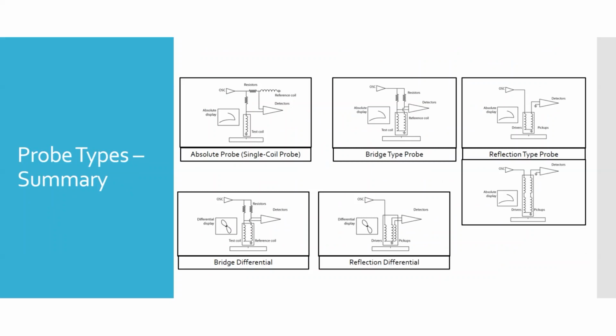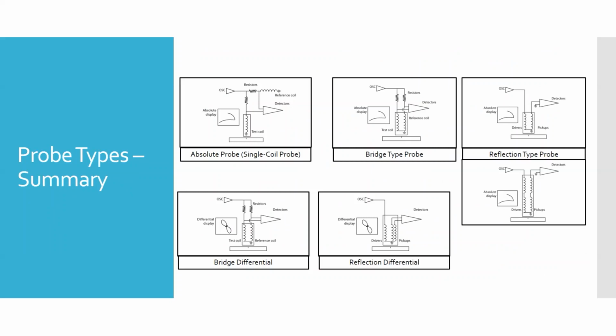But then they have a bridge type probe here. That is a form of differential probe, excuse me. Because here you have two driven coils in the bridge type probe. It's a reflection or a differential probe. You've got two coils, and the detector is looking at both of them and comparing them. Okay.